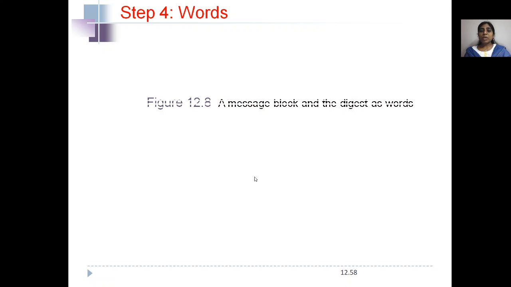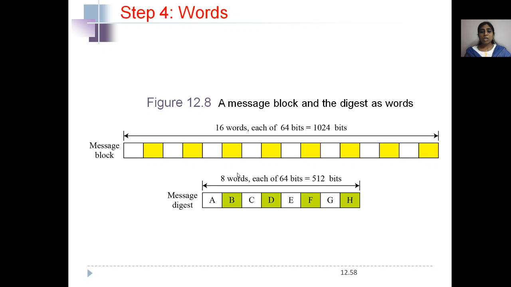Then coming to the words, the message block. In step 4 we need to convert the block or the digest into words. How are we going to take the words? Words are nothing but the 8 buffers that we are taking. These buffers come from the 16 words. How are these words built? By taking our original message, that is 1024 bits. Using those 1024 bits, we are going to build our 16 words.